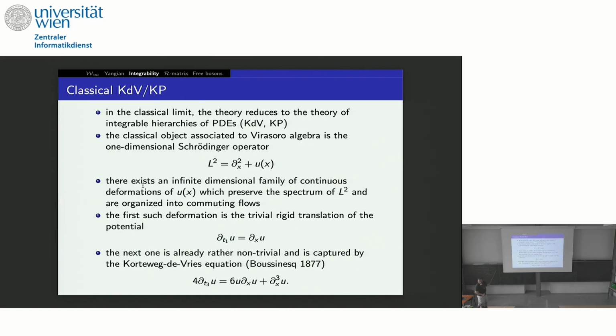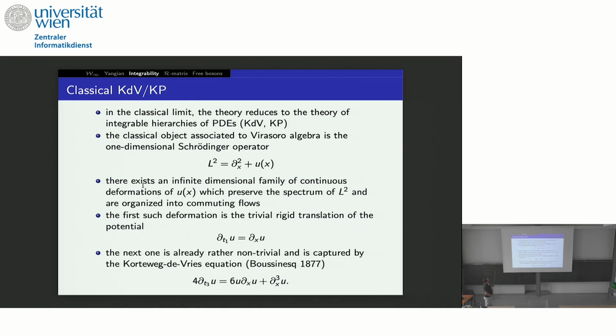So the classical limit or classical version of this whole thing that I'm talking about is the KdV or KP hierarchy of integrable partial differential equations. So the classical limit of Virasoro is this KdV, and the classical limit of the W infinity is the KP. So let's, for simplicity, focus on the Virasoro algebra. So the classical analog of the stress energy tensor is the Schrödinger potential. So I consider the one-dimensional Schrödinger equation with some arbitrary potential. And this potential is the classical limit of the stress energy tensor.